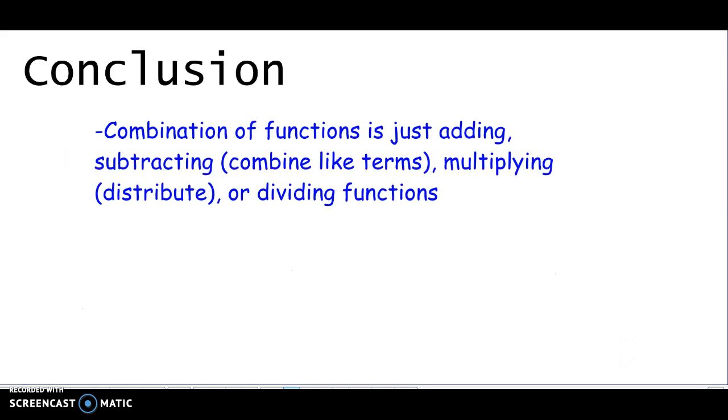So, conclusion here: we talked about how to combine functions by adding, subtracting, multiplying, and dividing.